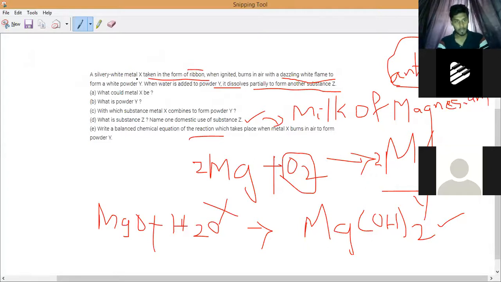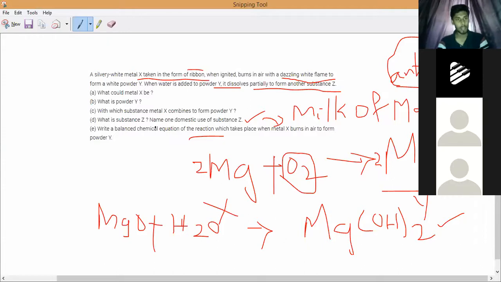Sir, I can't understand the question, sir. Option D alone. What is substance Z? Name one domestic use of the substance. They are saying that if you observe, when water is added to powder Y, from X we are getting Y. Now Y is dissolved in water, and we get another substance.